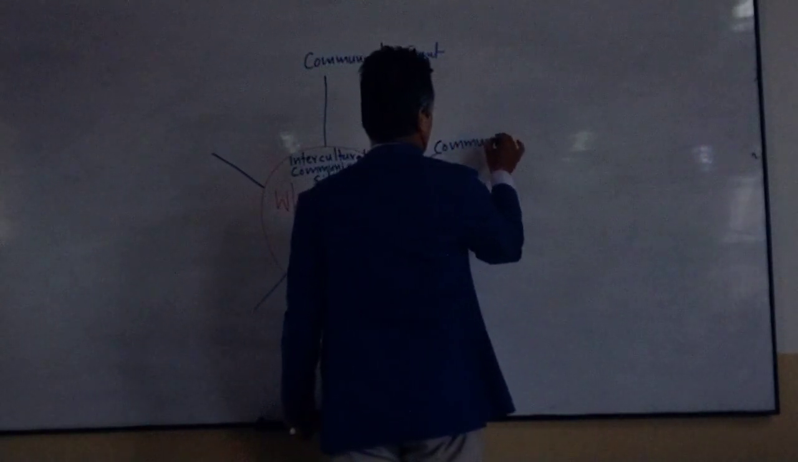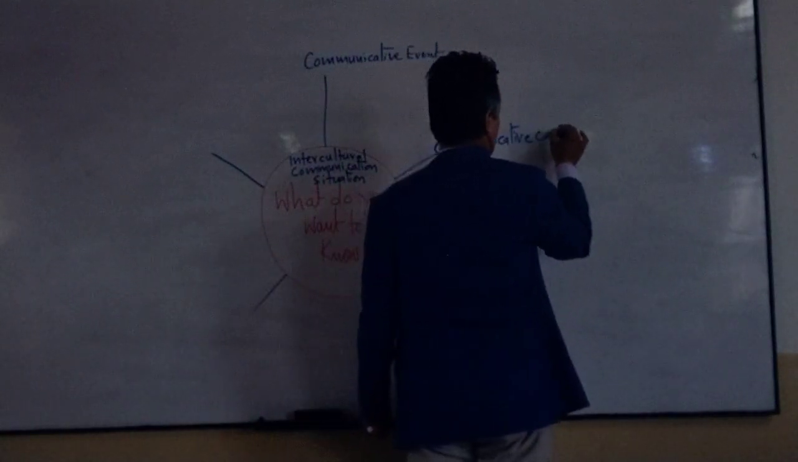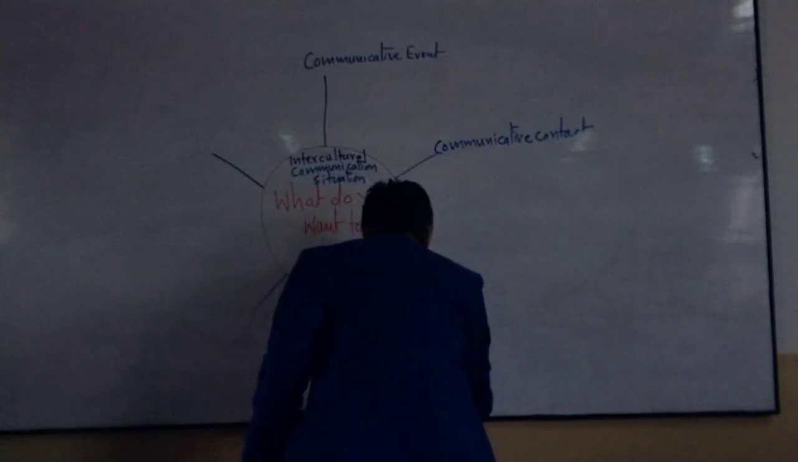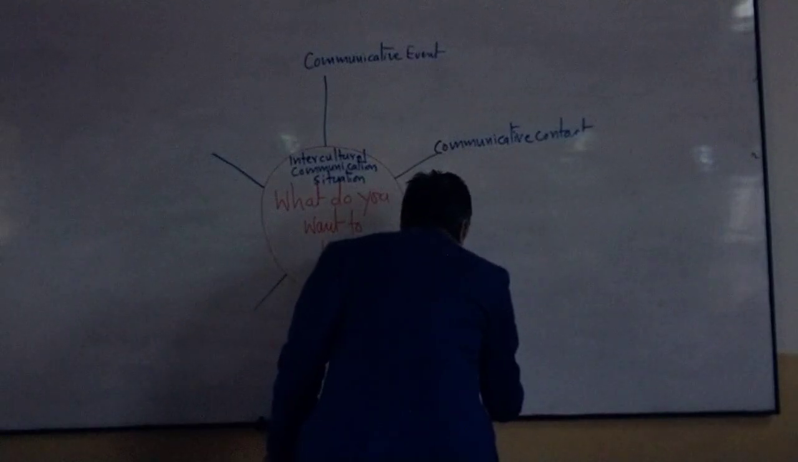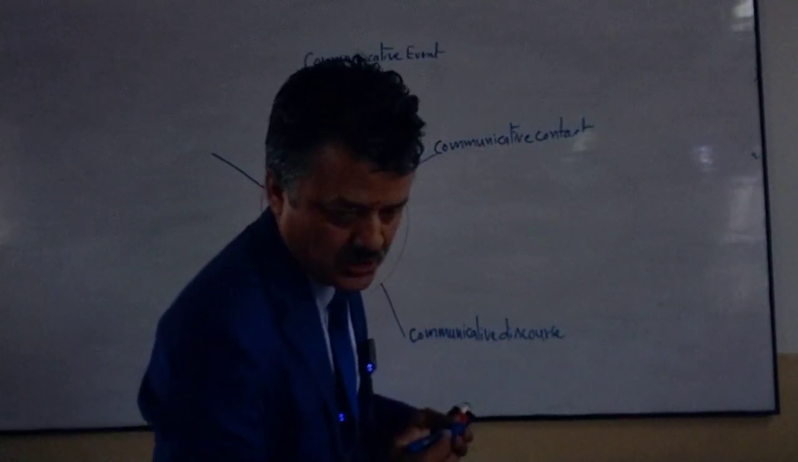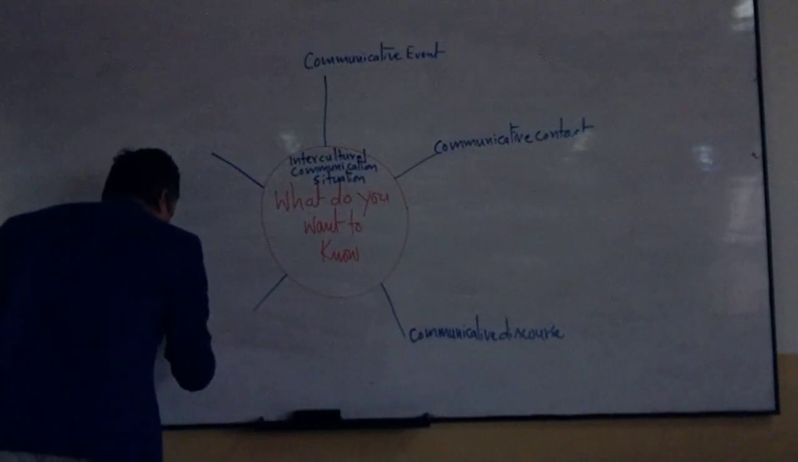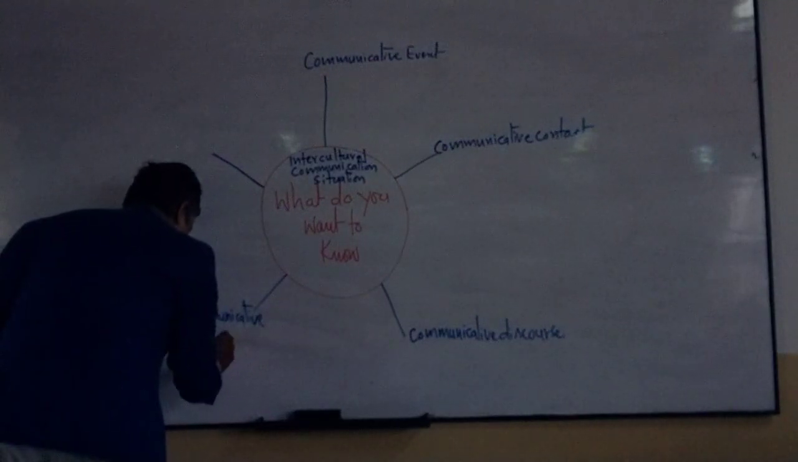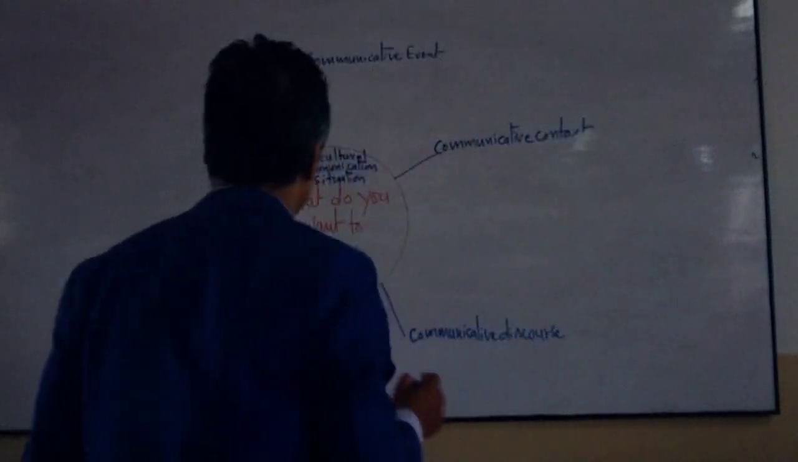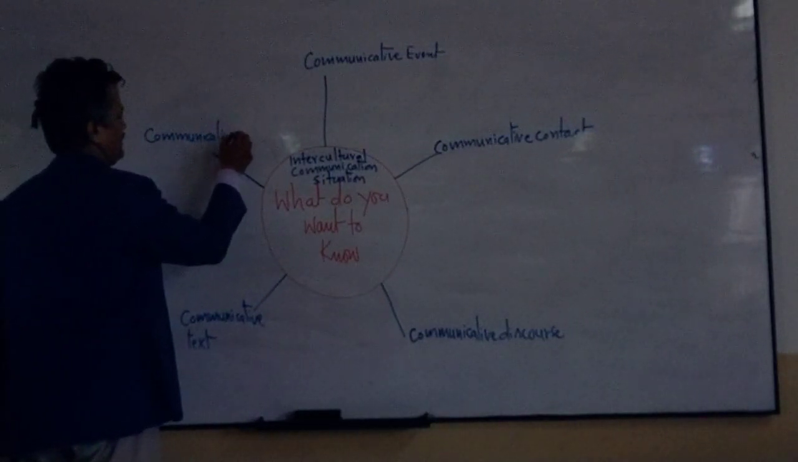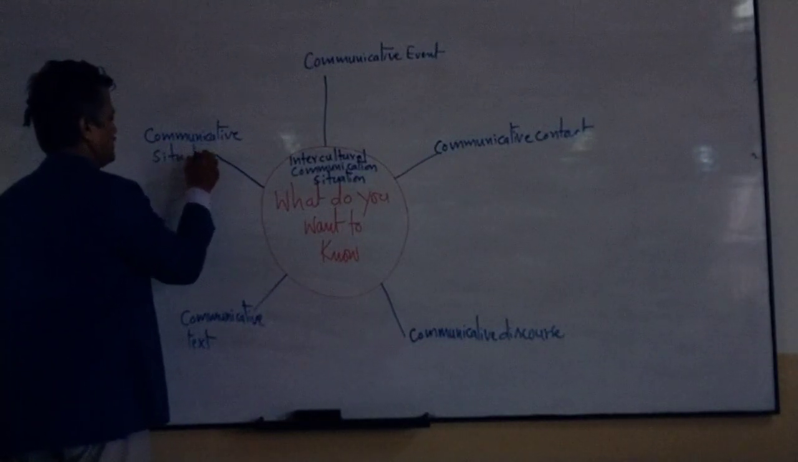Second is communicative contact. Third is communicative discourse. Fourth is communicative text. Next is communicative situation.